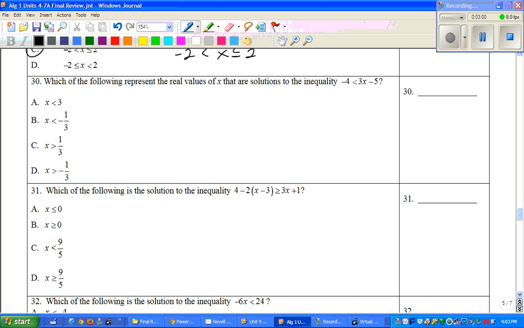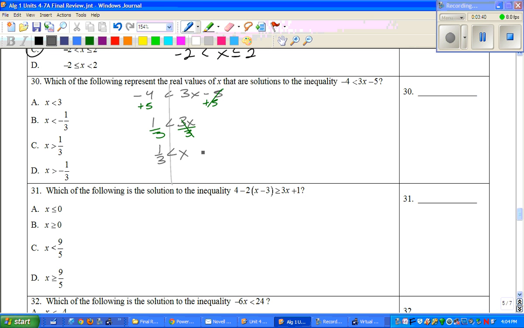Number 30, which of the following represents the real values of x that are solutions to the inequality -4 is less than 3x minus 5? So I'm just going to rewrite the problem right here. Now let's solve this, okay? We want to get the x by itself. So we have to add 5 to both sides. We get 1 less than 3x. Divide by 3. We get 1/3 is less than x.